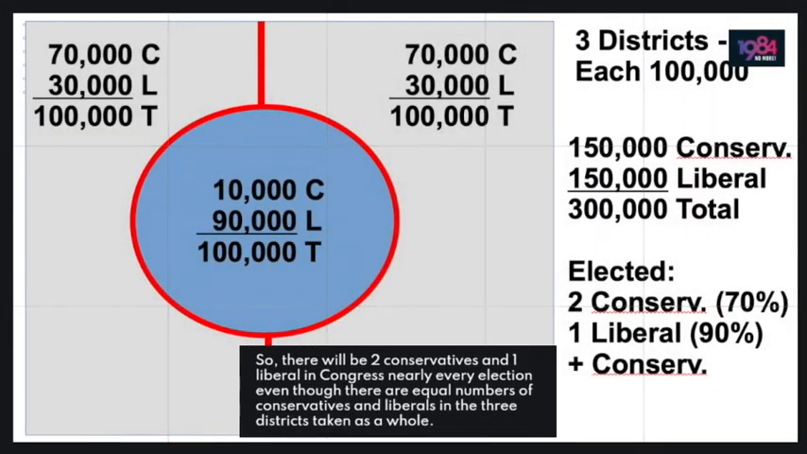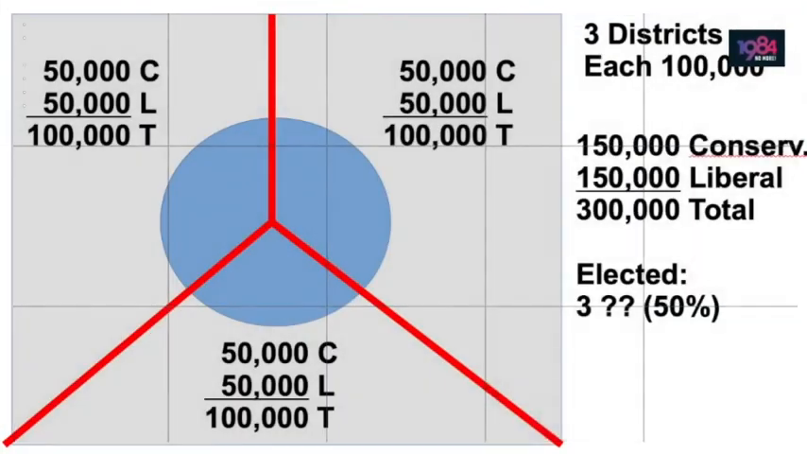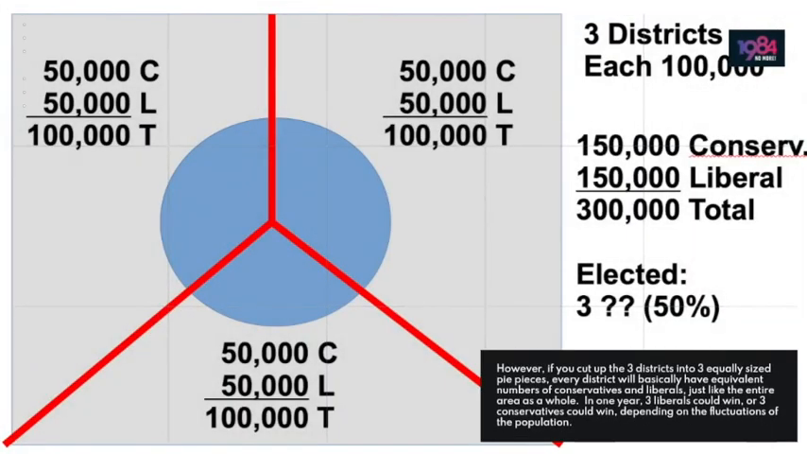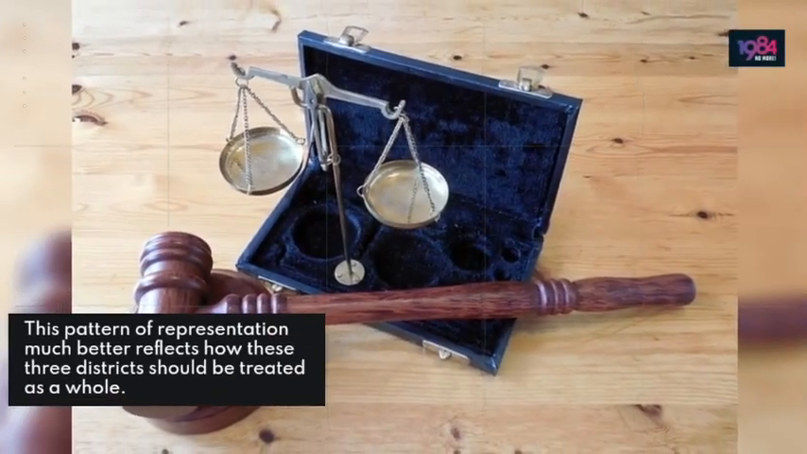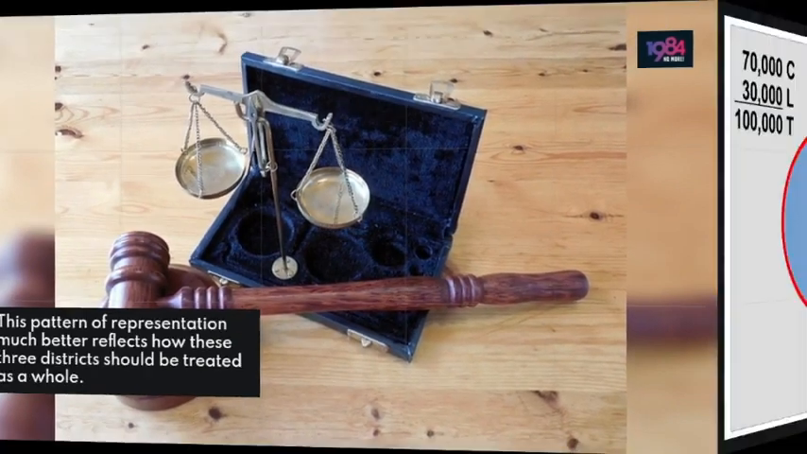So, there will be 2 conservatives and 1 liberal in Congress nearly every election, even though there are equal numbers of conservatives and liberals in the 3 districts taken as a whole. However, if you cut up the 3 districts into 3 equally sized pie pieces, every district will basically have equivalent numbers of conservatives and liberals, just like the entire area as a whole. In 1 year, 3 liberals could win, or 3 conservatives could win, depending on the fluctuations of the population. This pattern of representation much better reflects how these 3 districts should be treated as a whole.